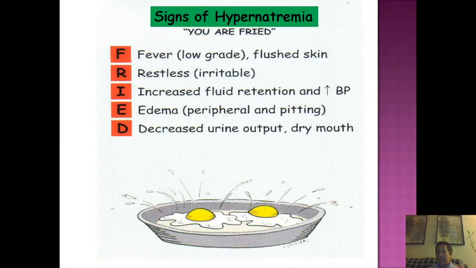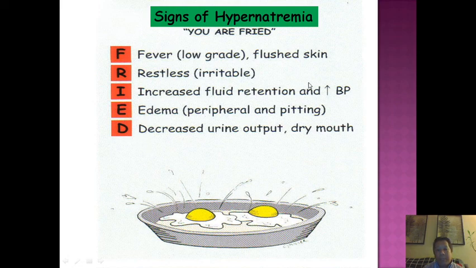And because you have elevated body temperature, the blood vessels will become dilated as well, leading to flushed skin. Irritability, restlessness is also part of the signs and symptoms, because if you don't feel good from the inside, you have low grade fever, then of course that can lead to irritability. Increased fluid retention, maybe an increased blood pressure. This is secondary to decreased urine production and of course secretion of those antidiuretic hormones.